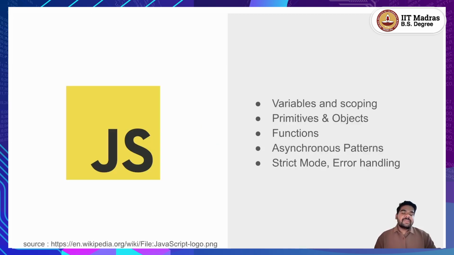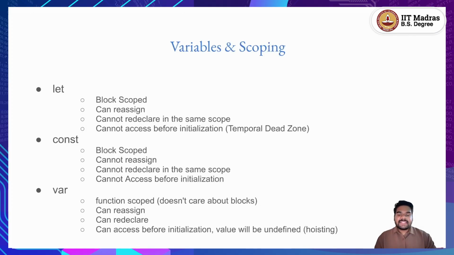We'll be looking at variables and scoping, what are the different types of primitives, what are the different data types in JavaScript, functions, some asynchronous patterns, and at last, some defensive coding. Let's start off with variable declaration. In JavaScript, we have three different ways to declare variables: let, const, and var.